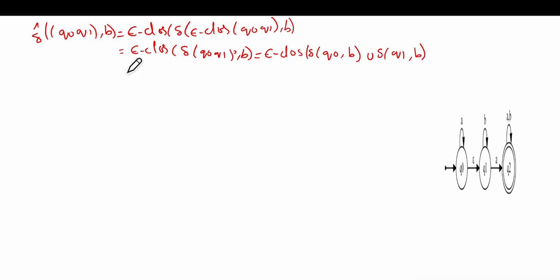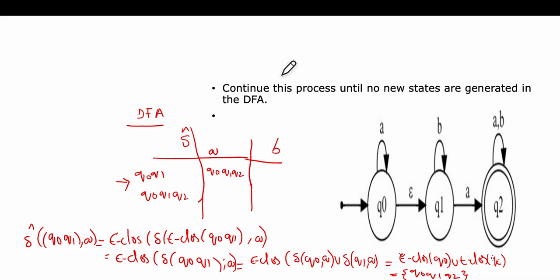Okay, so which is E closure of delta of Q0 on B. In the given diagram, Q0 on B is not defined. Q1 on B is Q1 only. So we got E closure of Q1, which is Q1 only. Now here we write down E closure of Q0 Q1 on B is Q1 only. Now this is a new state Q1.